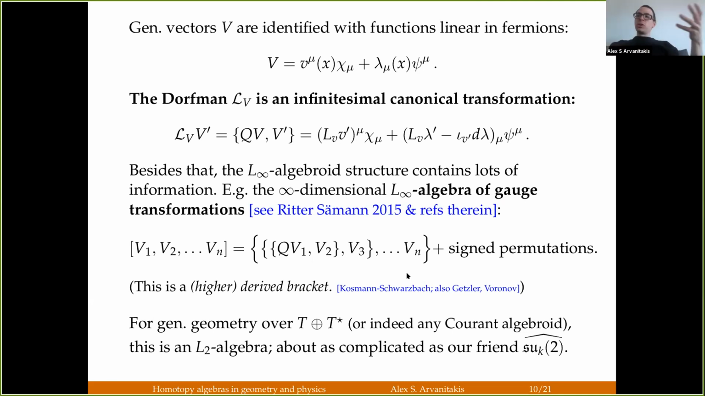And I say infinite dimensional just because you have an infinite number of vector fields on a vector bundle, which this essentially is. So just in algebraic terms, it might be infinite dimensional, but it's about as complicated as the central extension of SU2 that I gave you a few slides ago.